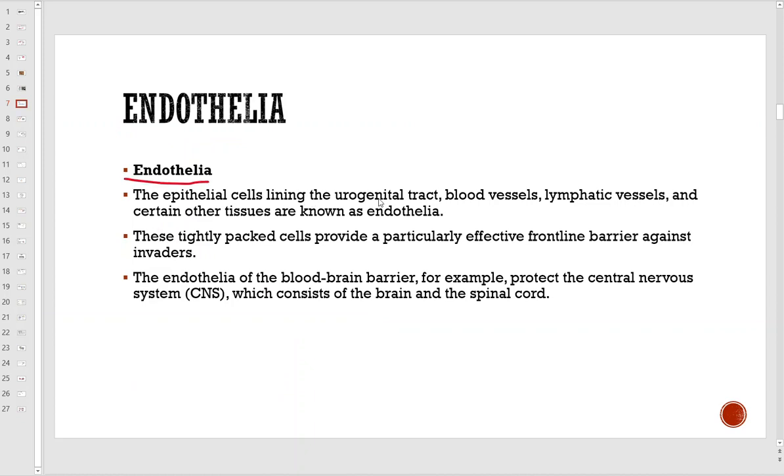Endothelial cells lining the urogenital tract, blood vessels, lymphatics. This is just a specific type of epithelium. Hopefully you guys have learned this already, but if not, here it is. Tightly packed barrier cells. The endothelia of the blood-brain barrier, as an example, is going to protect the central nervous system, and it's going to be very selective in the type of things that it allows to transit into the brain.